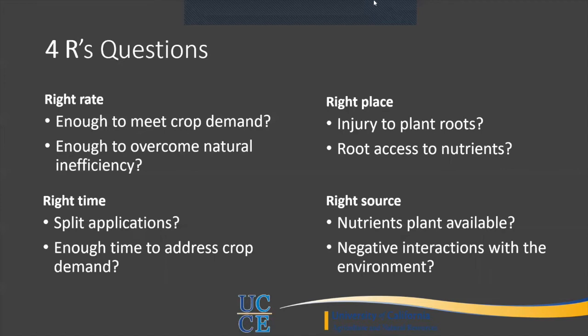The right place, we really want to know, does the crop have access to these nutrients? So, for example, are the nutrients close to where the roots are going to access them? Will the roots grow into where these nutrients are placed? Are the nutrients expected to move away from where the roots are? And also, we have to be cognizant of whether or not there's going to be an injury to roots. Sometimes banded fertilizers, potassium, for instance, might have a salt index that's injurious to young crop roots. We have to be aware of that as well.